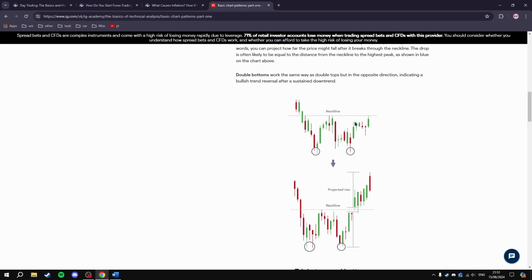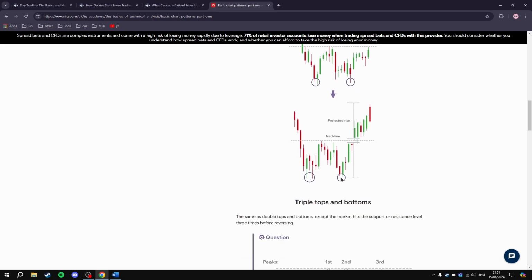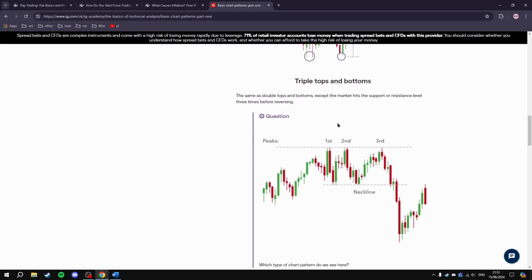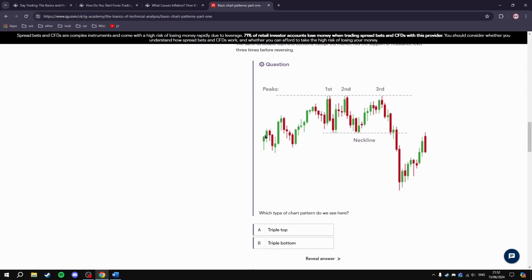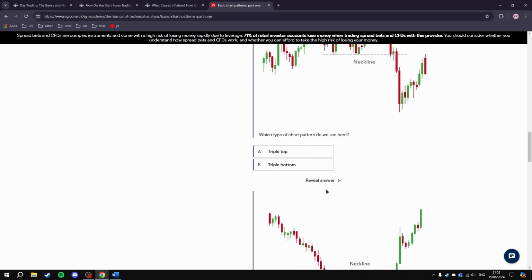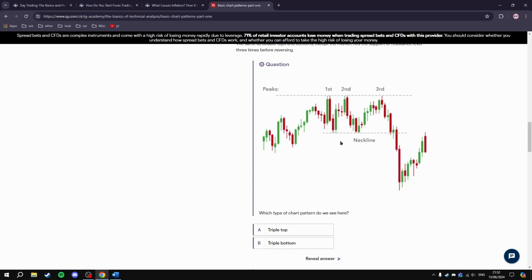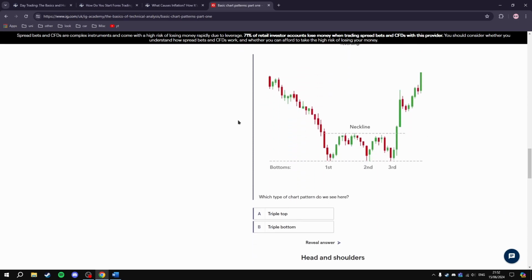And then the projected move is basically the distance from the peak or the trough to the neckline. Then we went through the triple tops and bottoms, basically the same as the double tops and bottoms, except the market hits a support or resistance level 3 times before reversing. So 1, 2, 3, and then reverse, instead of the usual 1, 2, and reverse. So this is the triple bottom. Nope, it's a triple top. This is a triple bottom.